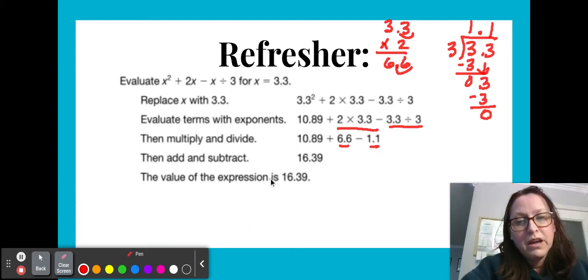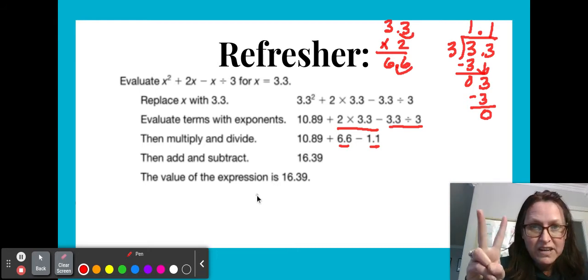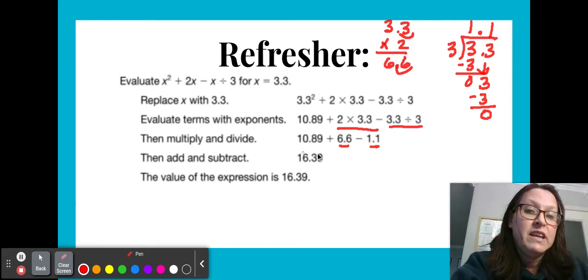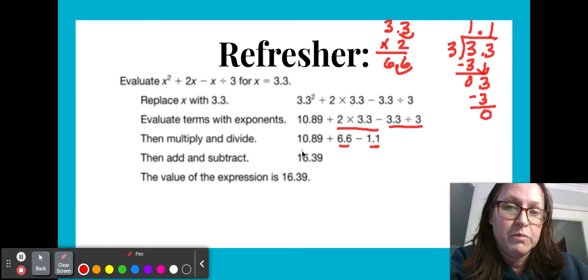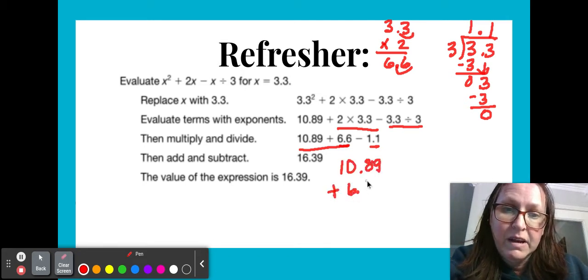Now at this point, I have parentheses done, exponents done, multiplication and division from left to right done. Now I do addition and subtraction from left to right. So first I have to do 10.89 plus 6.6, and I line up my decimal and fill in any placeholders.